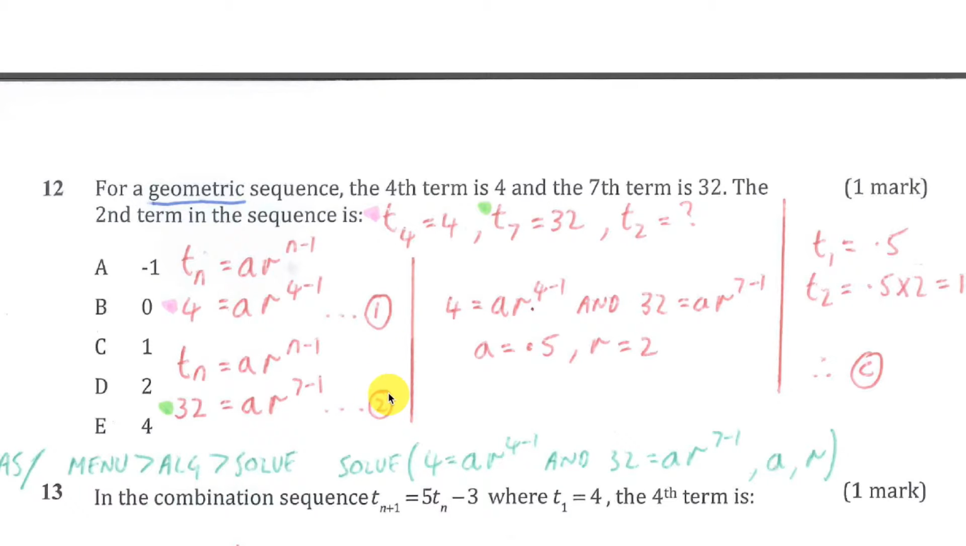So I have equation 1 and equation 2. What I can say now is that 4 equals A multiplied by R to the power of 4 minus 1, and at the same time, 32 equals A multiplied by R to the power of 7 minus 1. Of course, A and R are the same in both of these equations, but they are unknown, and that's what we need to work out. Using my CAS, I can solve for A and R, and you can see here that A equals 0.5 and R equals 2.